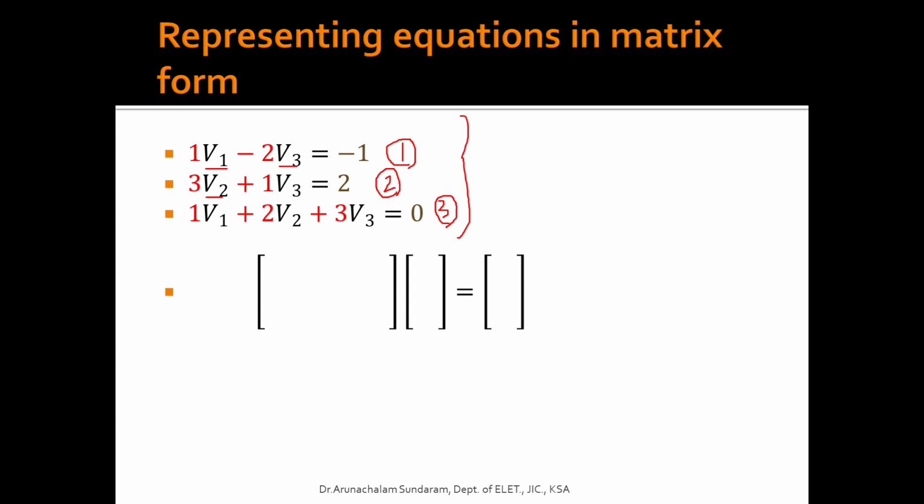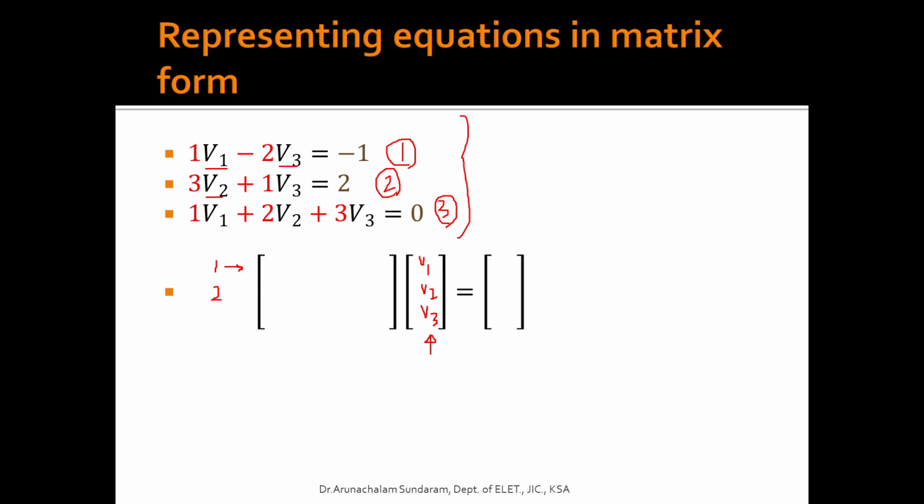So where do you start? We have to start from this matrix. So what are the variables? We have to find the value of V1, so we have to write V1, V2, V3. So this is the first step. Then what is the row? The row corresponds to equation 1. So this is for equation 1, first row.